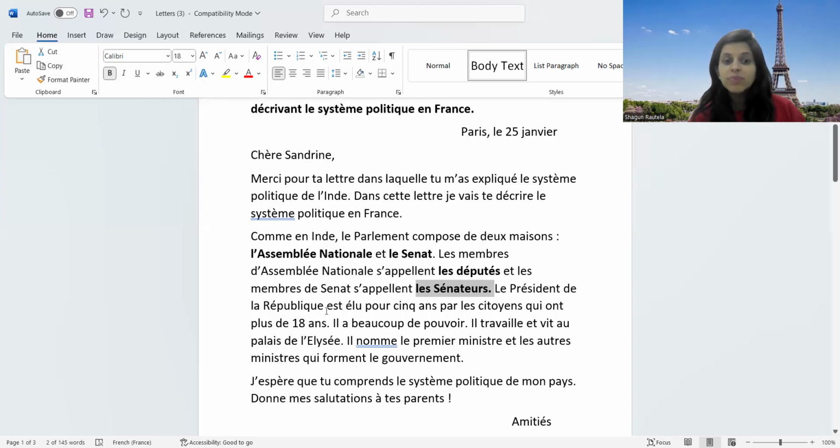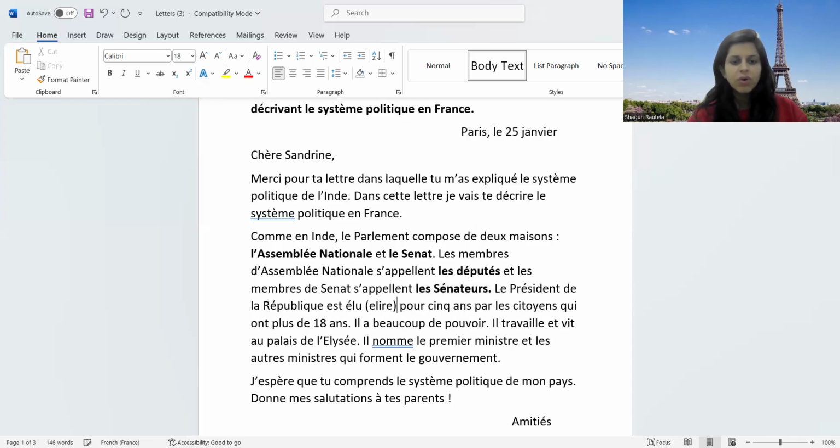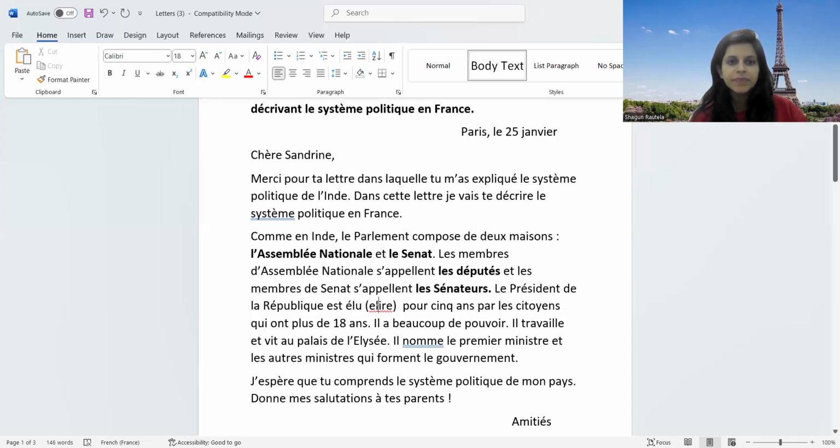Le président de la République est élu. Élu, which verb is élu? Élire, to elect. The President of the Republic is elected for 5 years. How many years? 5 years. Par les citoyens, by the citizens, qui ont plus de 18 ans. Their age should be more than 18 years.